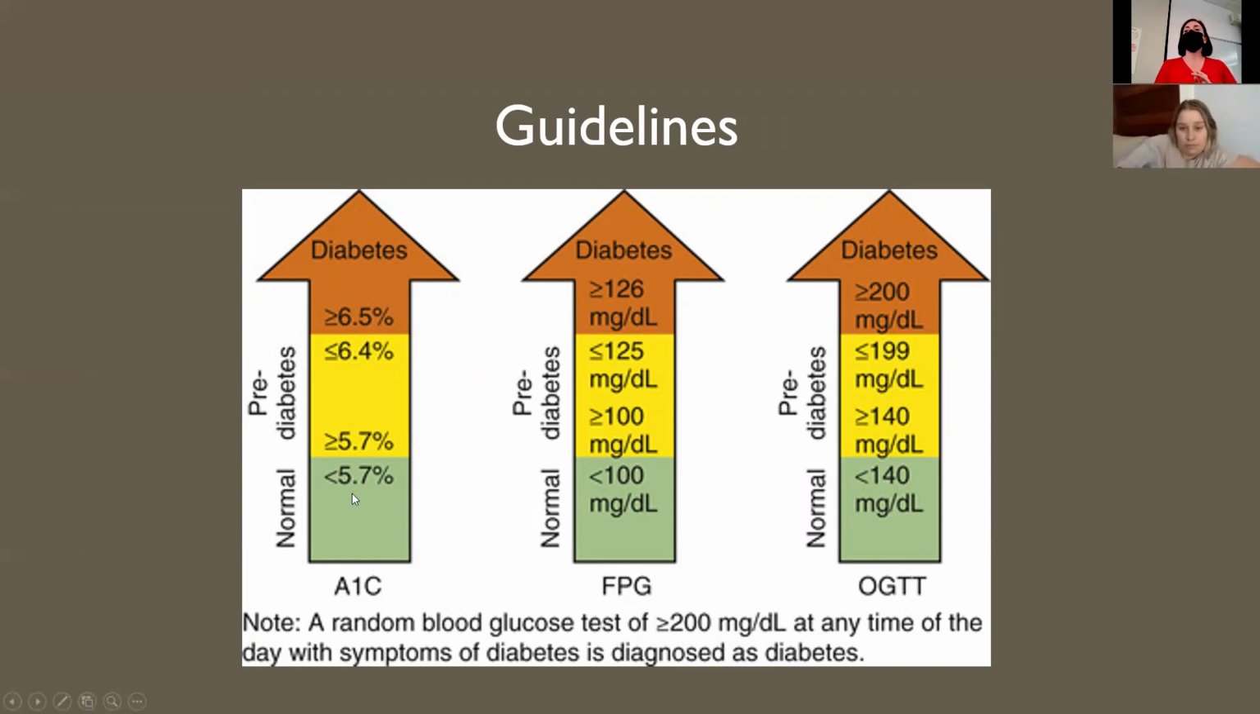This is the A1C. Once somebody is above 5.7, they're pre-diabetic, and if they are above 6.4, that's the threshold for diabetes. So if they're diabetic and at a 7, that's a well-controlled diabetic. If they get much higher than that, we don't like that too much.